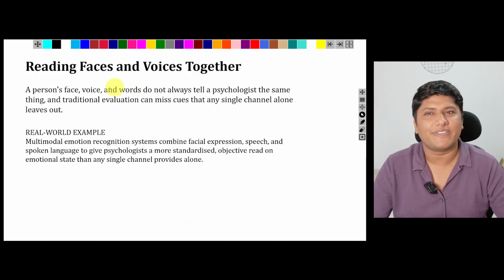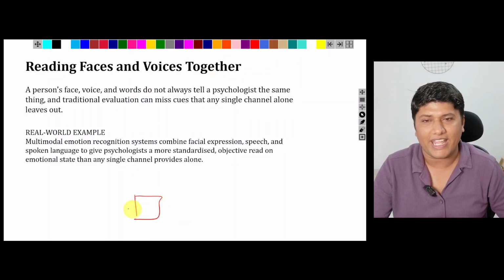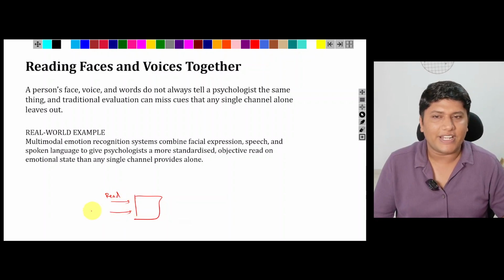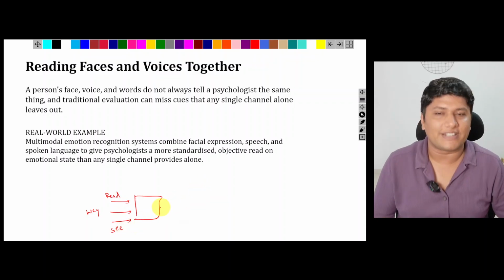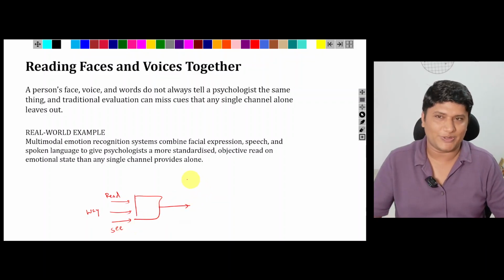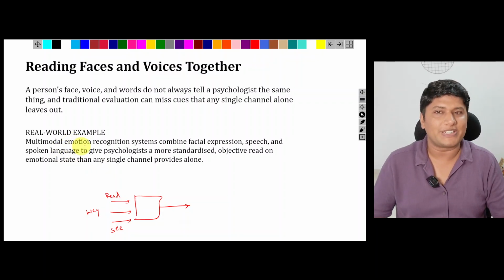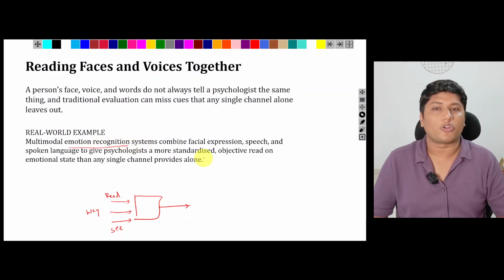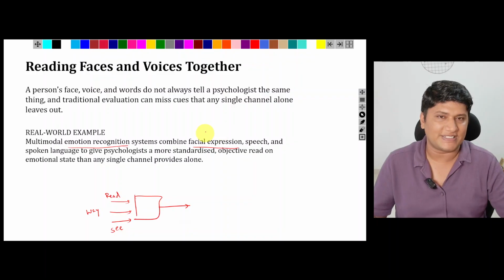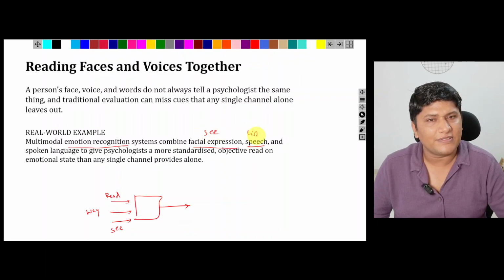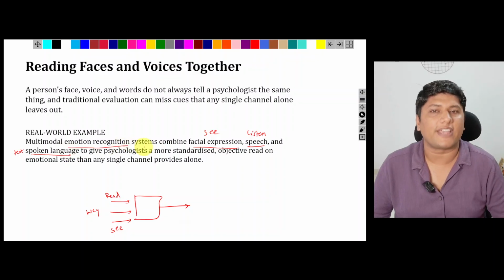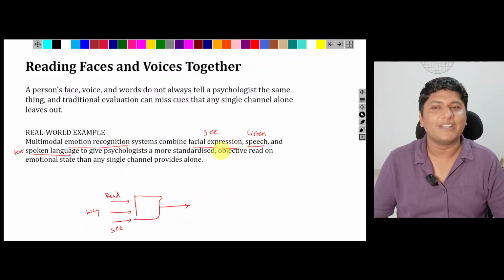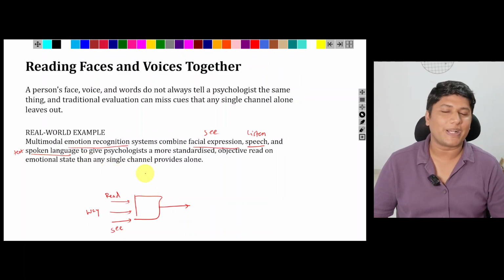So nowadays in psychology, we are doing these things. The AI models are reading the text that we use. They are also understanding the way I speak, and they are also seeing me in real time, and then giving output on my emotions. So this is much more robust. A multimodal emotion recognition system is much more robust because it combines facial expression, that is see, speech, that is listen, and spoken language, that is text, to give psychologists a more standardized, objective read on emotional state than any single channel provides alone, right?